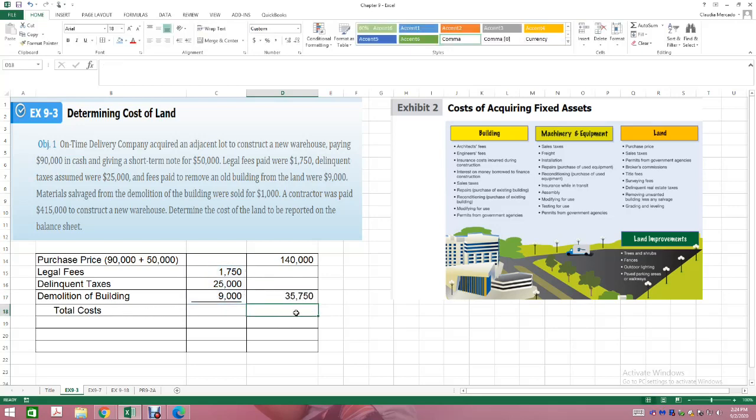So now my total cost is going to be my purchase price plus my additional cost of $35,750, and that gives me $175,750.